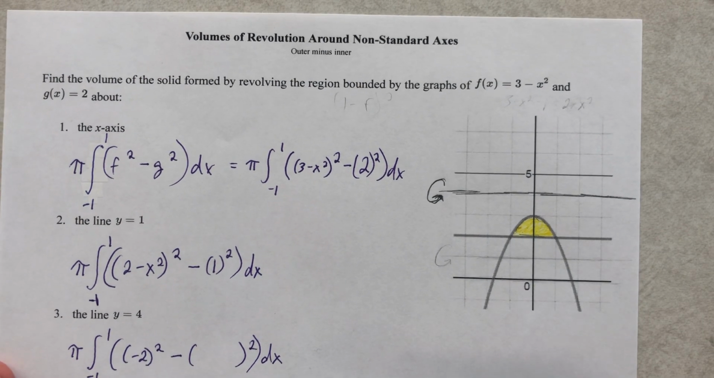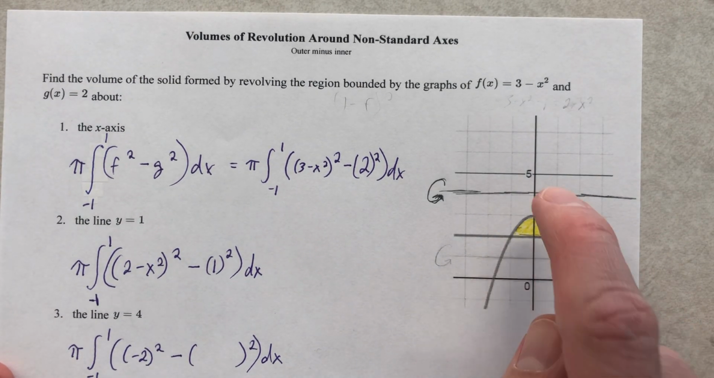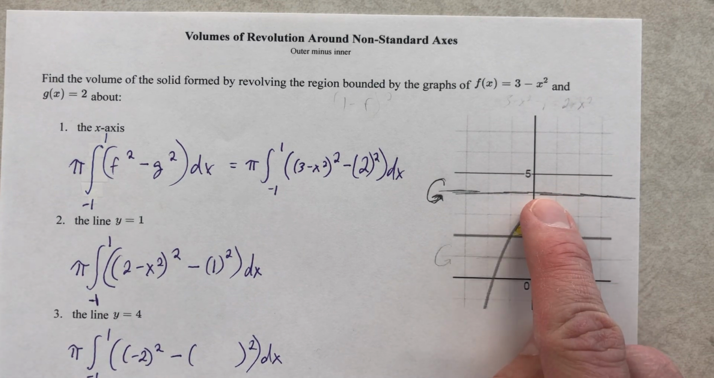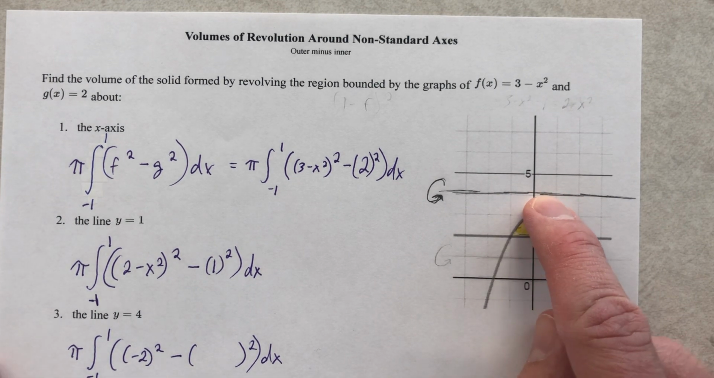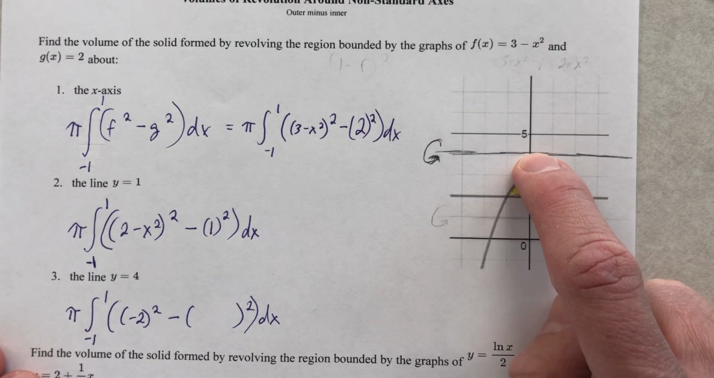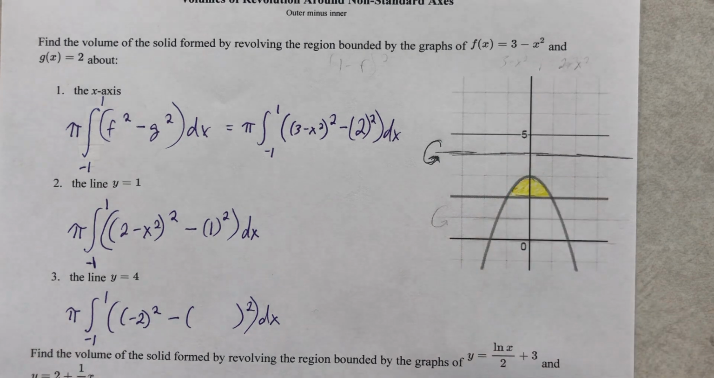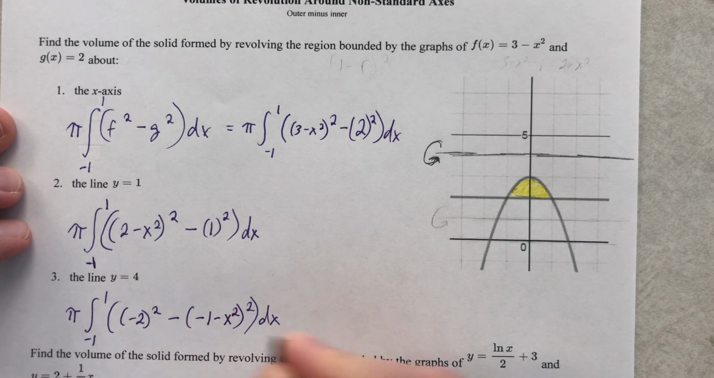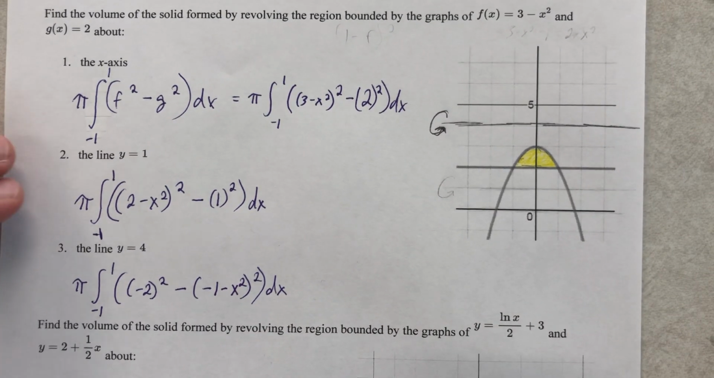So what I want to do now is define this parabola based on my new axis of rotation, as if this was the x-axis, and it's not. But if it was, then this parabola would not be 3 minus x squared. It would be -1 minus x squared. Okay, fair enough. And this is the setup for each of them.